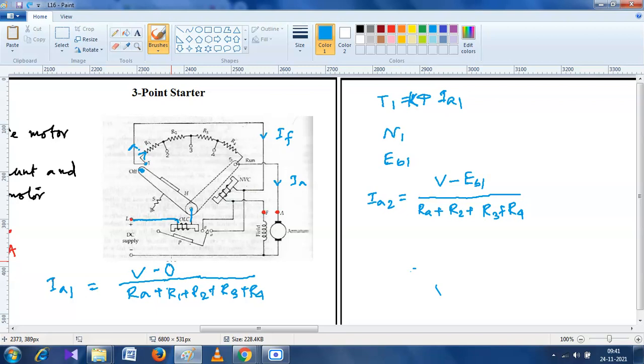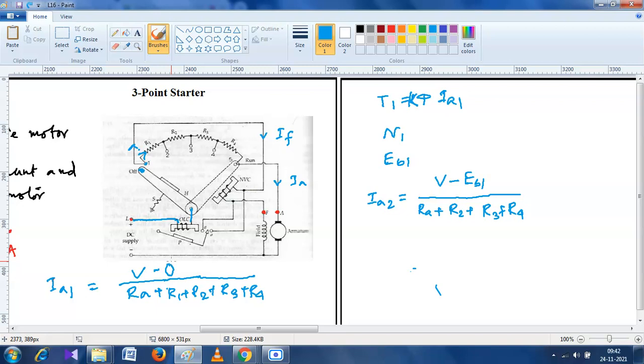So due to this current and due to the flux, there is torque generated on the armature, and due to this torque, a rotation will generate on the armature. That's why a back EMF will form on the armature, and next we push that lever from position one to two.